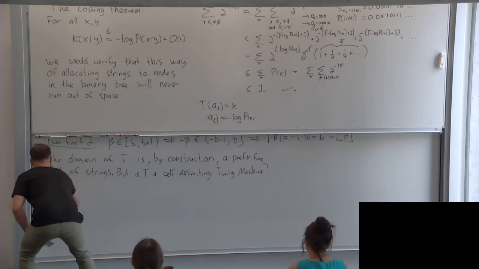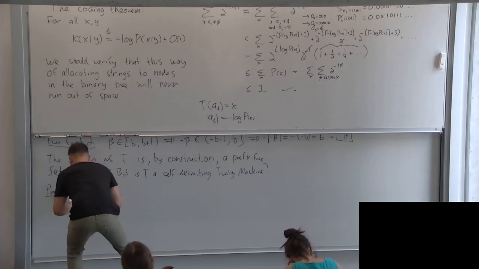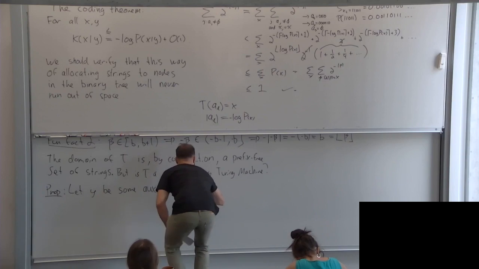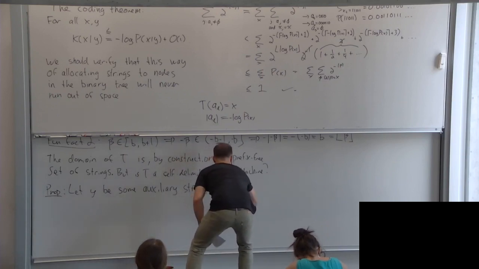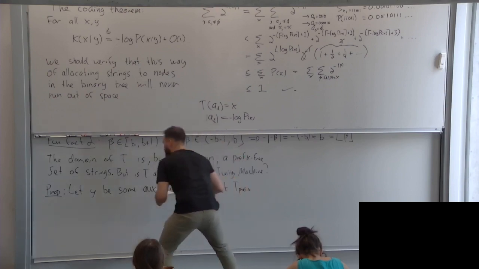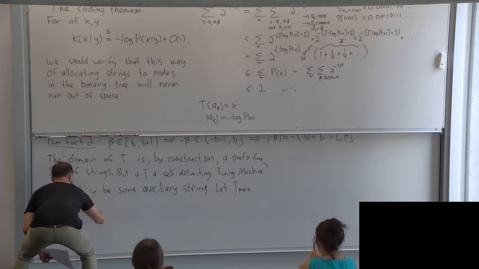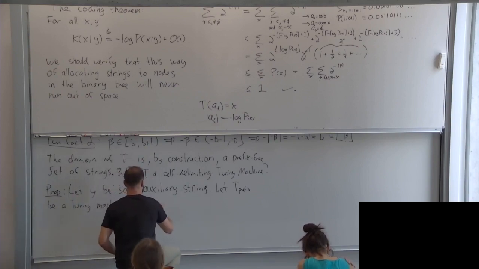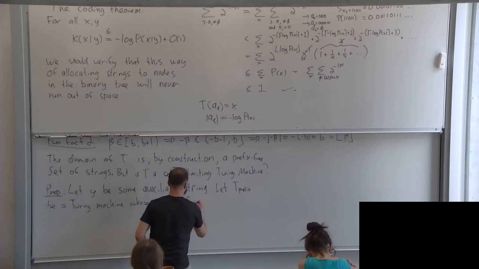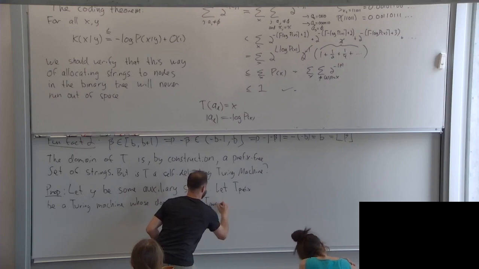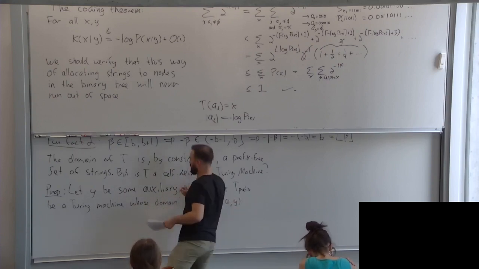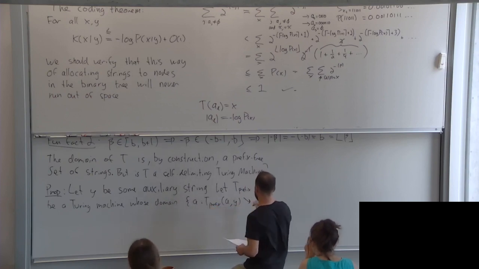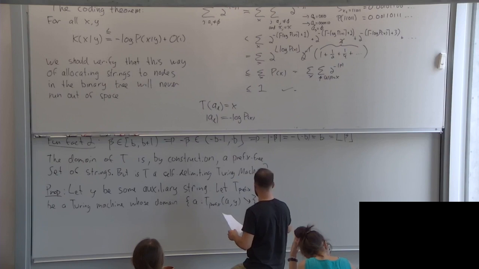Proposition: let y be some auxiliary string, and let t prefix be a Turing machine whose domain, namely the set of A's such that t prefix halts on input A, Y (y is the auxiliary string sitting on the other tape), is a prefix-free set.